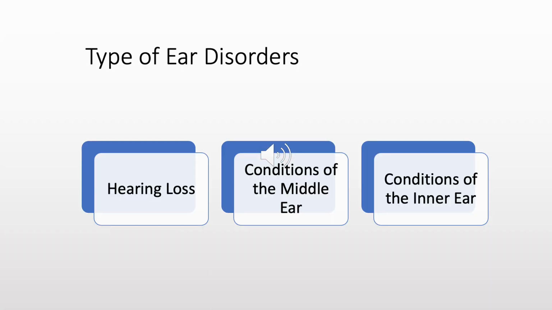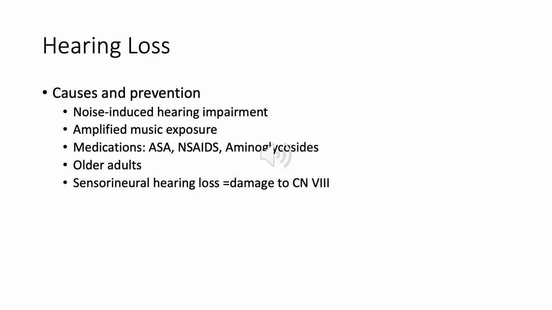In this lecture, I'm going to talk about hearing loss and conditions of the inner ear. There are many reasons for hearing loss. For example, loud noises, like going to concerts and sitting up front, or a musician who plays music. People that run a lot and wore earbuds for a very long time could have hearing impairments. Medications can cause damage to the 8th cranial nerve, such as aspirin, NSAIDs, aminoglycosides, furosemide, and platinum-containing chemotherapy agents.